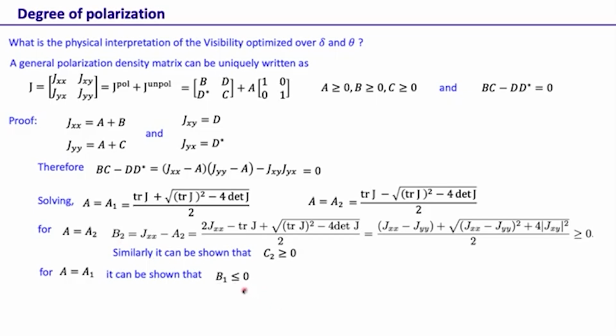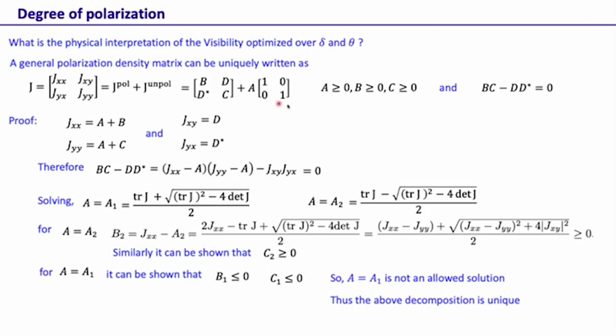can also derive the expression for B1 and C1, that's the corresponding B and C for this solution. But these B1 and C1 in this case will be less than or equal to 0. But what we need is that B and C have to be greater than 0. So we find that A equal to A1, the first solution, is not an allowed solution, therefore this decomposition is unique. That means a general density matrix can be uniquely written as a matrix corresponding to completely polarized light, for which the visibility is 1, plus a density matrix corresponding to completely unpolarized light, when the visibility is equal to 0. So this decomposition is unique.